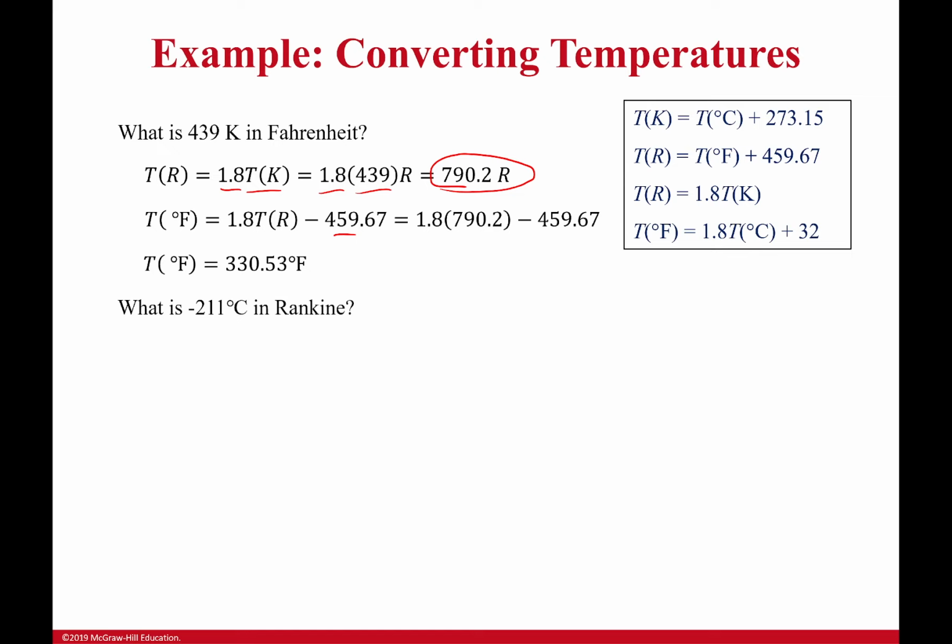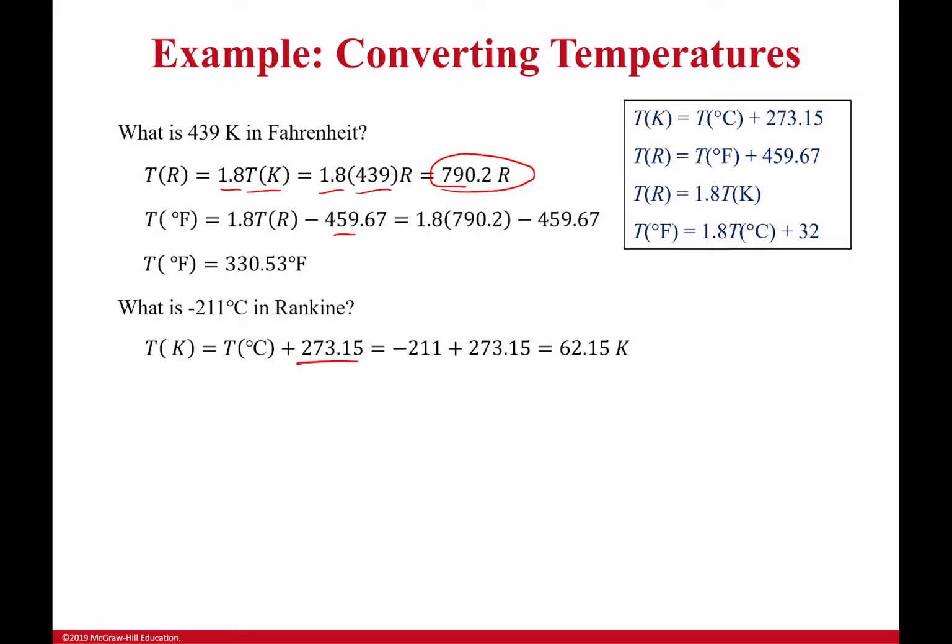Okay, what is negative 211 degrees Celsius in Rankine? I always like to go to the absolute units to switch from one to the other. I totally could go from Celsius to Fahrenheit, but usually it makes more sense to me to go from Celsius to Kelvin and then Kelvin to Rankine because it's just less math, it's less calculations. So first I'm going from Celsius to Kelvin. To do that, I just add 273.15.